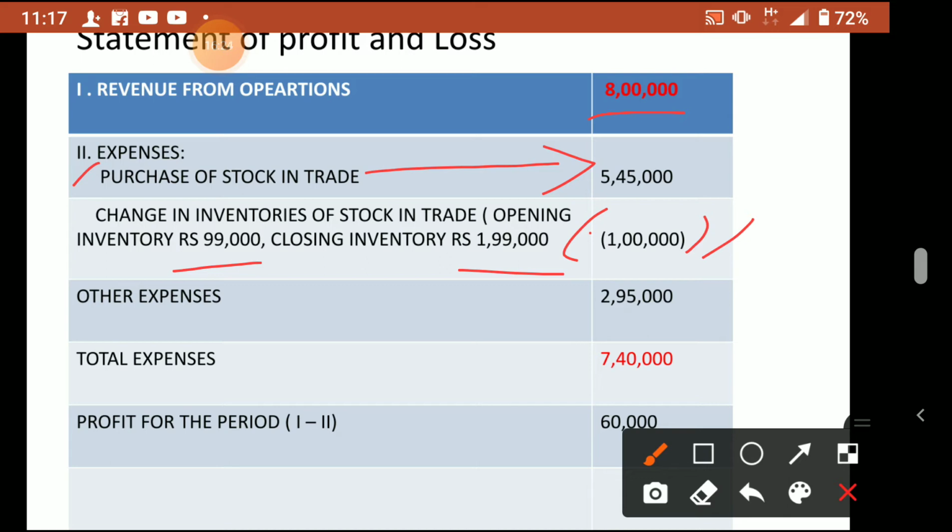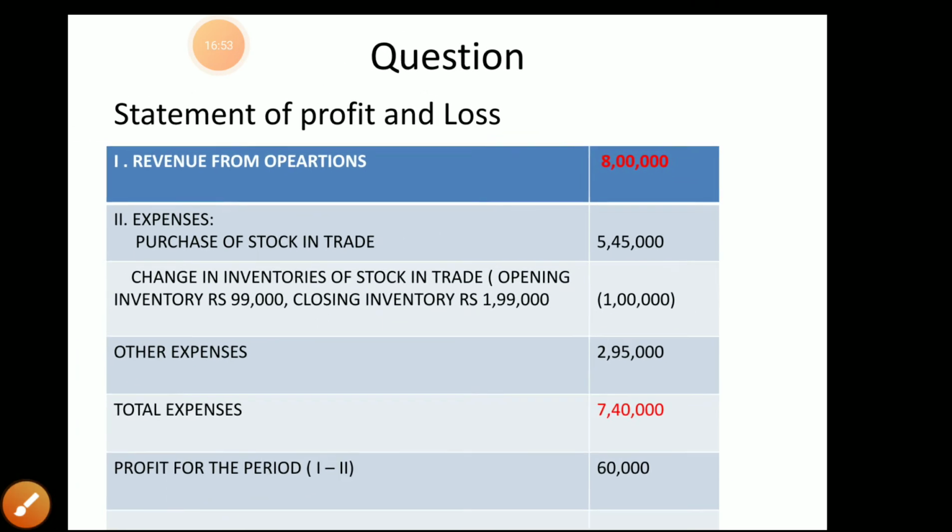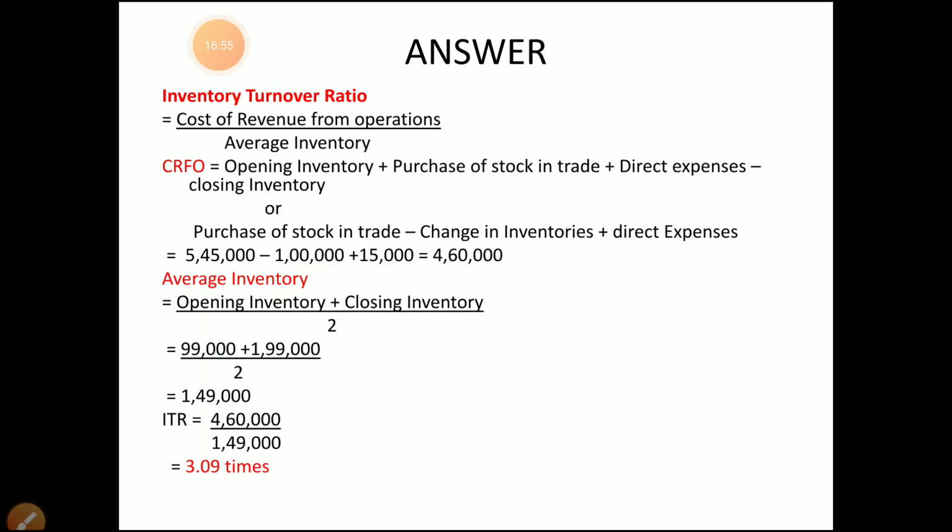Then other expenses, called indirect expenses, are 2,95,000. Then total expenses is the total of these three, that comes to 7,40,000. Then profit is this minus this, 8 lakh minus 7,40,000, that is 60,000 profit. This is the question given. Now from this you have to calculate the inventory turnover ratio. How to calculate it?